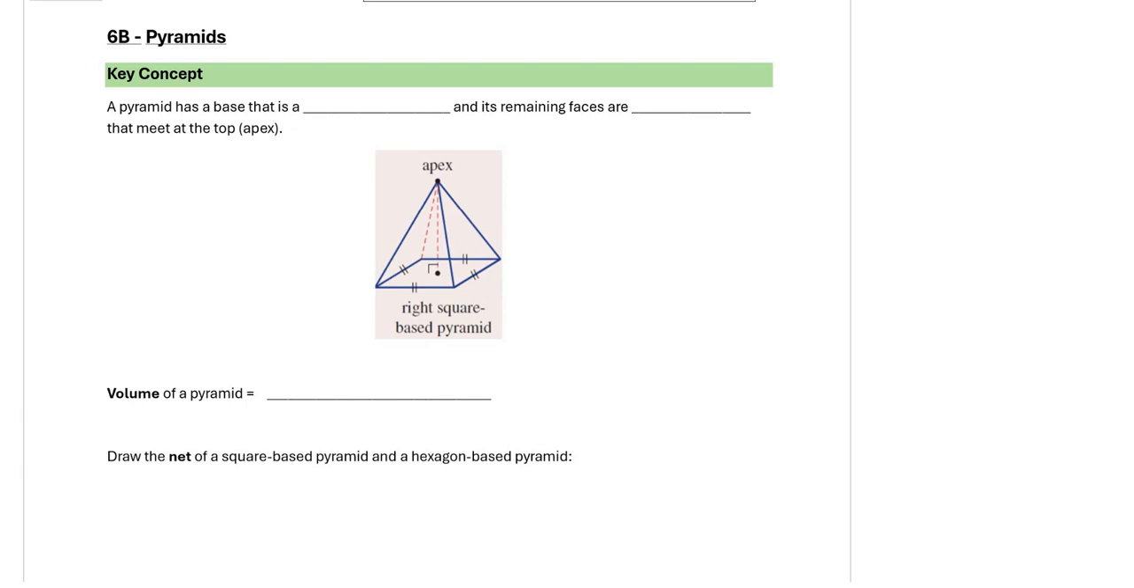Alright, in this video we're looking at everything related to pyramids. A pyramid has a base that is a polygon, so any sort of 2D shape, and its remaining faces are triangles. So let's look at one here.